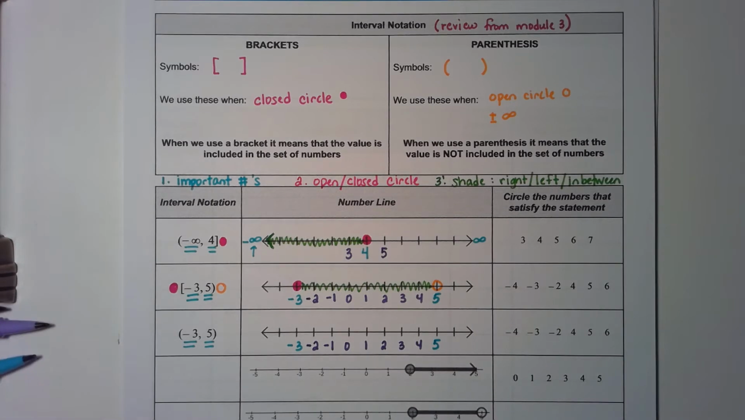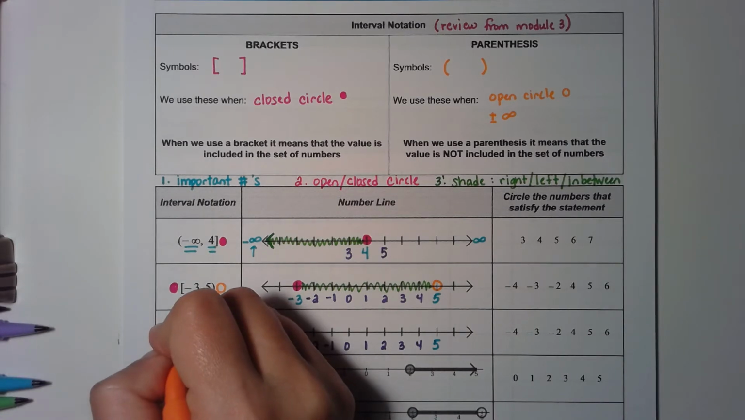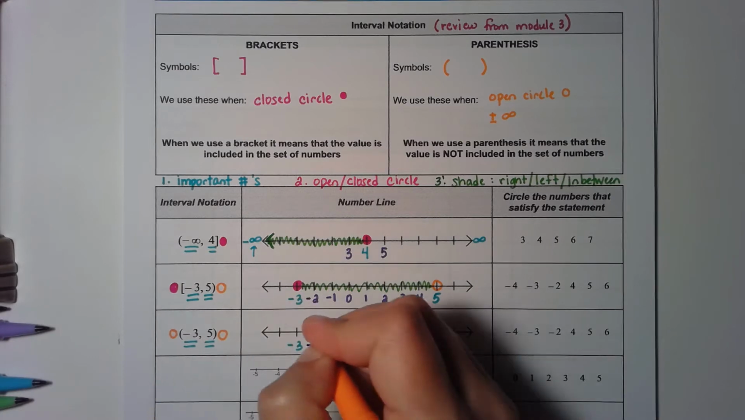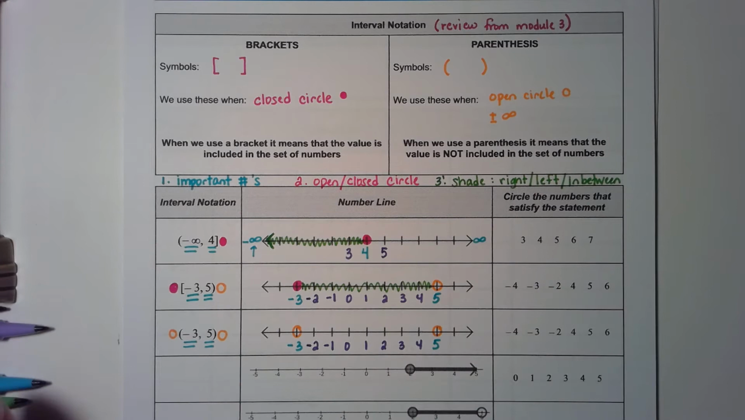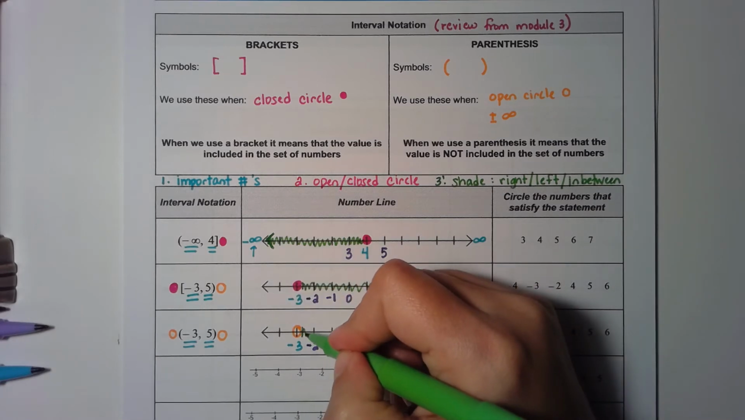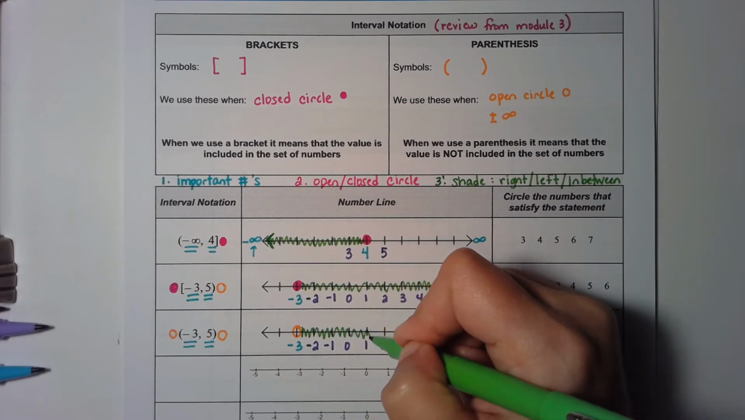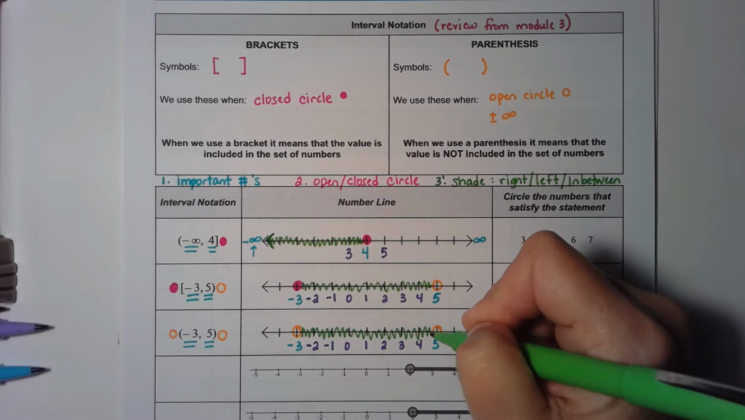Now, this time, both sides of this interval have parentheses. So I'm going to have open circles on both of those numbers, the -3 and the +5. And again, I'm going to shade in between because this interval means I want to start from -3 and stop at +5 and use all the numbers that are in between as my solution set. So I'm going to shade in between.